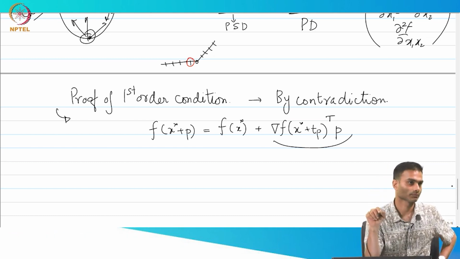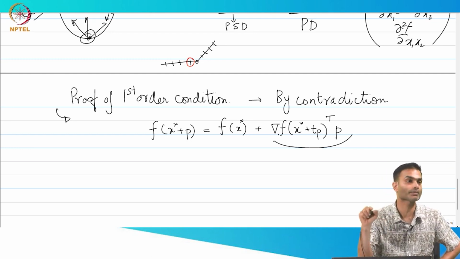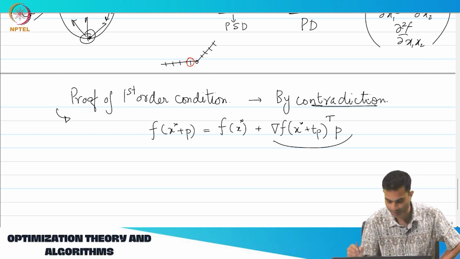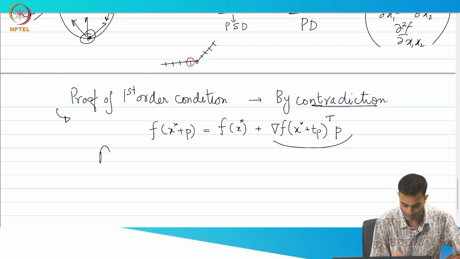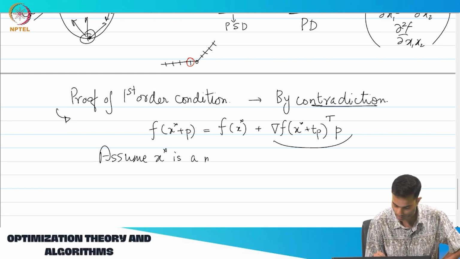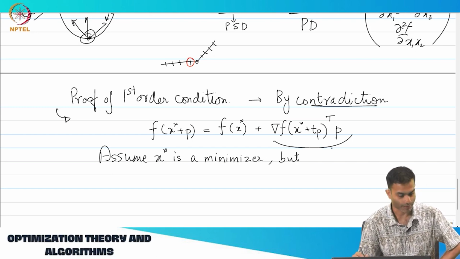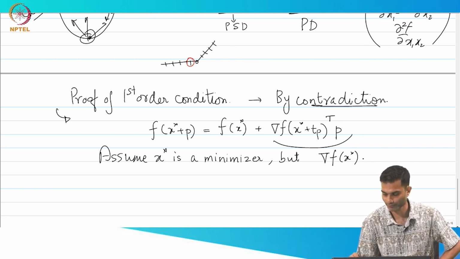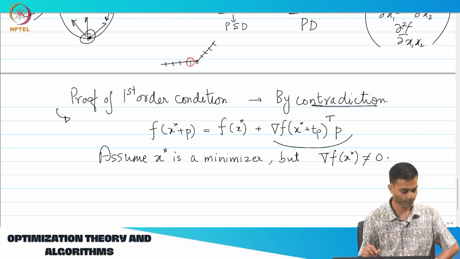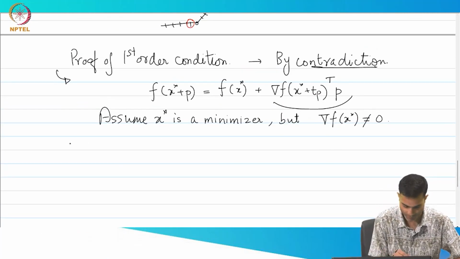In a direction, at x star it is of course 0, but notice this is grad f at x star plus tp, not at x star. Grad f of x star should be 0. So what is the contradiction that we'll assume? Assume x star is a minimizer, but grad of f at this point is not 0. This is the contradiction that we are going to assume. Let's go step by step to see what soup this contradiction lands us in.